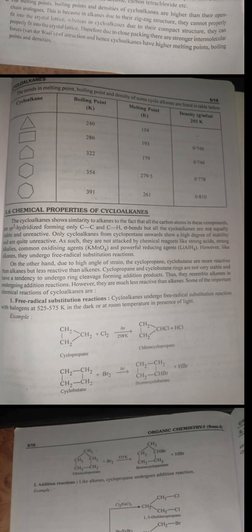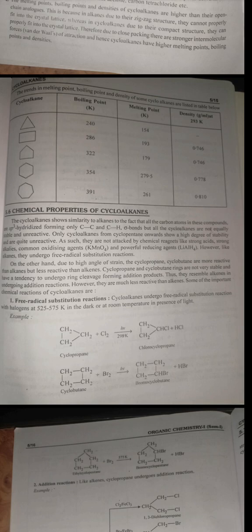Chemical properties of cycloalkanes. The cycloalkanes show similarity to alkanes in the fact that all the carbon atoms in these compounds are sp3 hybridized, forming only carbon-carbon and carbon-hydrogen sigma bonds. But all the cycloalkanes are not equally stable and unreactive. Only cycloalkanes from cyclopentane onwards show a higher degree of stability and are quite unreactive. As such, they are not attacked by chemical reagents like strong acids, strong alkalis, common oxidizing agents like KMnO4, and powerful reducing agents like lithium aluminum hydride. However, like alkanes, they undergo free radical substitution reaction.